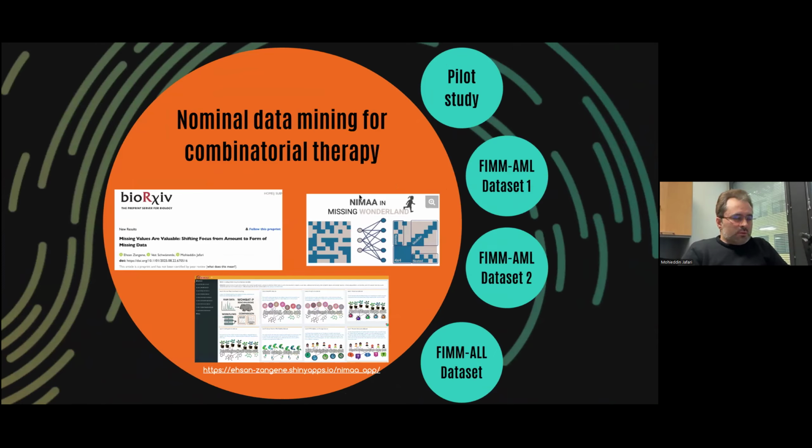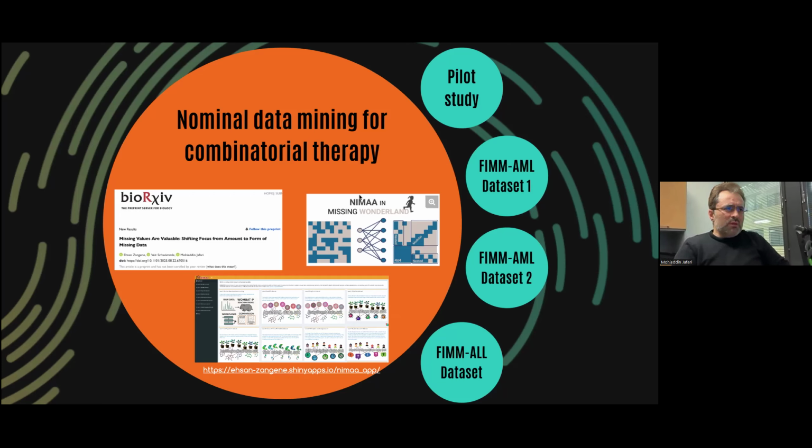Previously, we introduced a method we called nominal data mining. One application of this method is related to combinatorial therapy, and here we try to explain how we can use nominal data mining for combinatorial therapy. This workflow is available in our package called NEMA, and the manuscript is under review, and you can access it on bioRxiv.